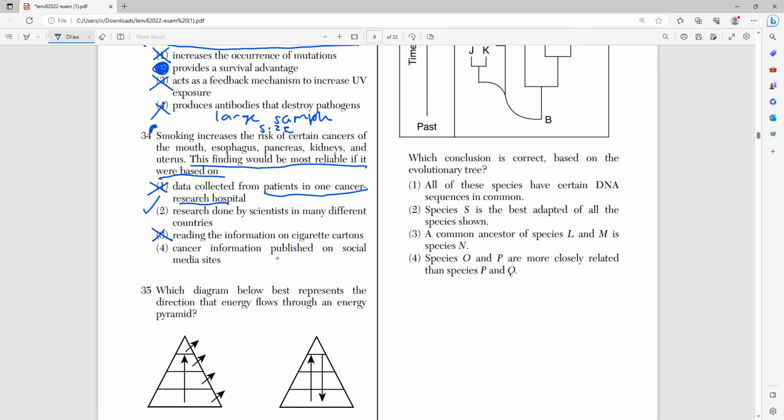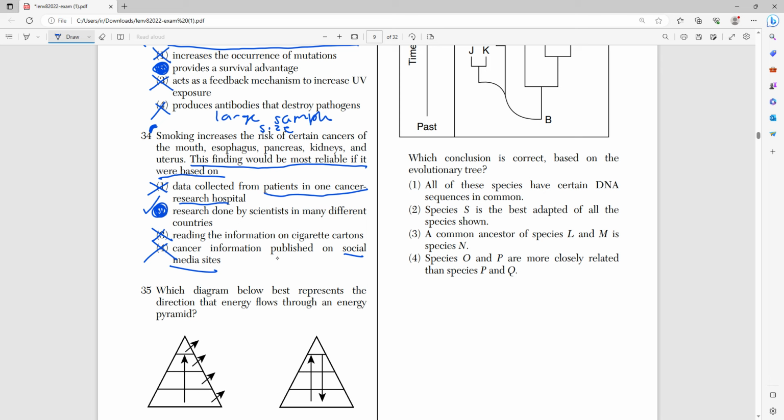And then four says cancer information published on social media sites. That's also going to be wrong. Number one, it's on social media sites, and misinformation can always spread. And number two, we want physical things. We want actual people with all these different cancers. We don't want just someone else's words, right? That leaves us with number two as our right answer.